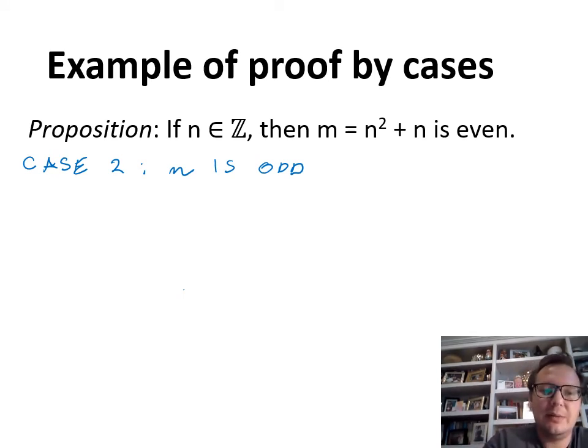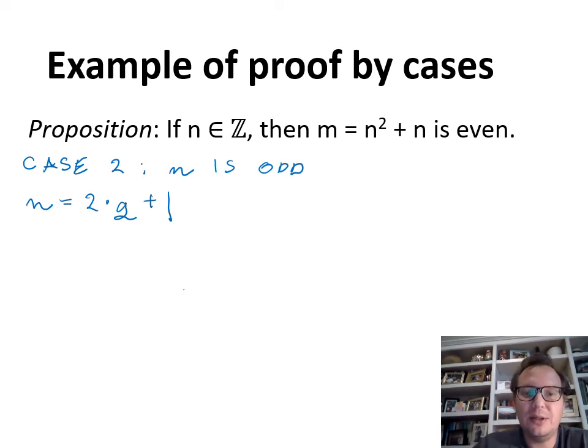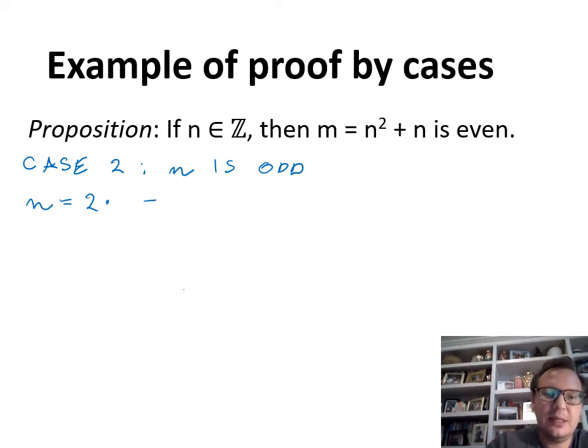So what do we know? We know that n is odd, which means that n is equal to 2 times q plus 1. Well, let's actually use p, the same as in the previous case. In the case of proof by cases, you can reuse variables across cases because each case is independent. So n is equal to 2p plus 1, where p is an integer. So then we plug this into m.